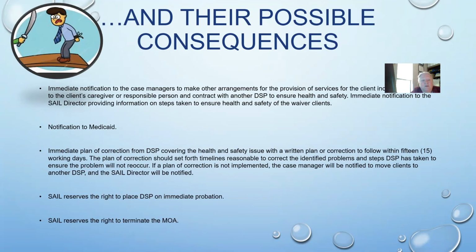The plan of correction should set forth timelines reasonable to correct the identified problems and steps DSP has taken to ensure the problem will not reoccur. If a plan of correction is not implemented, the case manager will be notified to move clients to another DSP, and the cell director will be notified. Cell reserves the right to place DSP on immediate probation, and cell reserves the right to terminate the memorandum of agreement.